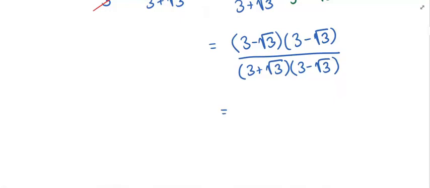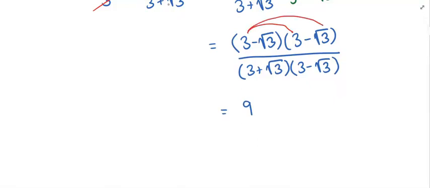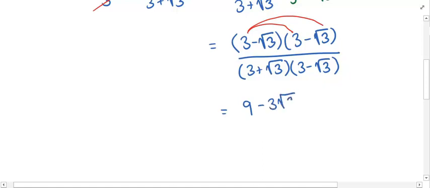I'm going to do 3 times 3, which gives me 9. And then the outer terms: 3 times negative square root of 3 is going to be minus 3 square root of 3. The inner terms, we have another 3 times negative square root of 3, that's going to be minus 3 square root of 3. And then we multiply the last terms together. Negative times negative will turn positive. The square root of 3 times the square root of 3 is 3. So that's what happens to the numerator.